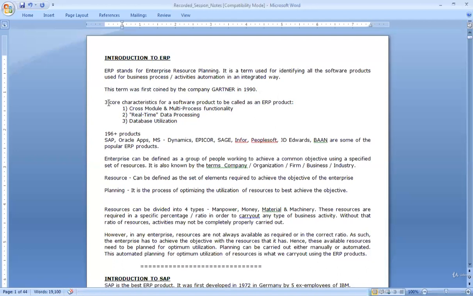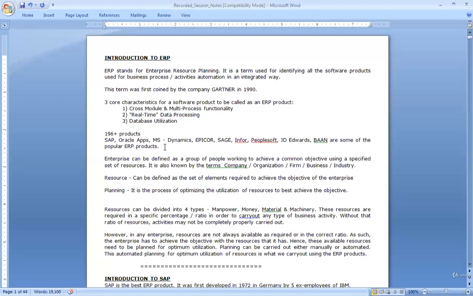So based on these characteristics, Gartner identified about 196 products that are available in the market as of now, out of which some of the common ones are SAP, Oracle Apps, MS Dynamics, Epicor, Sage, Infor, PeopleSoft, JD Edwards, Baan. These are products which are developed by specific companies and can be used in any type of company, right?